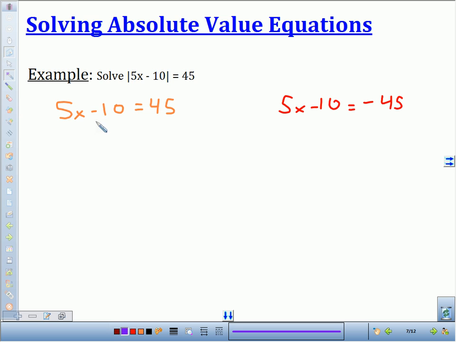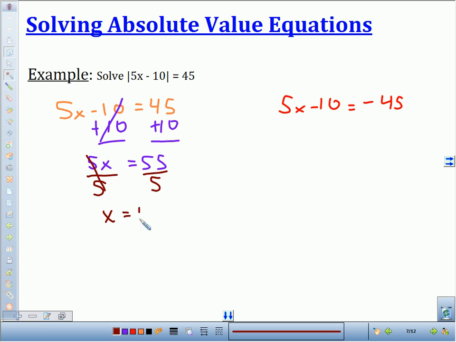Solving the first equation, I start by adding 10, since this is a two-step equation. I will always add or subtract first, and I get 5x equals 55. After that, since I'm multiplying x by 5, I divide both sides by 5. And I get x equals 11. That's one of my answers. I still need the other answer.